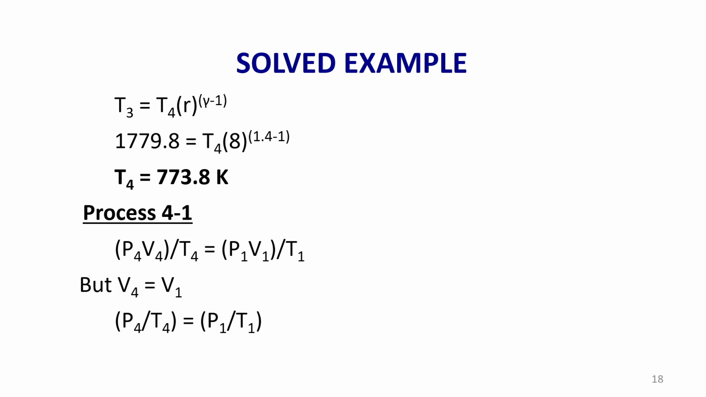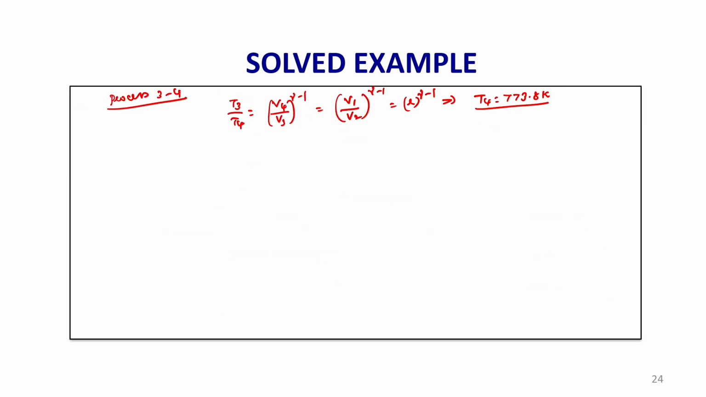Similarly, write the relation for process 4 to 1, P4 by T4 equal to, okay. Next, let us find P4.